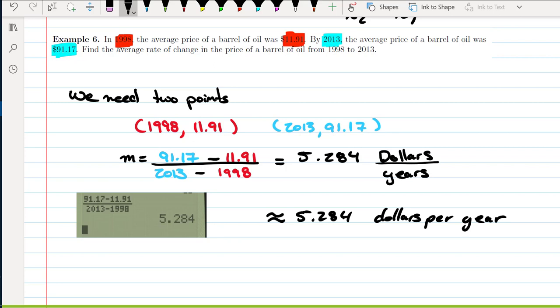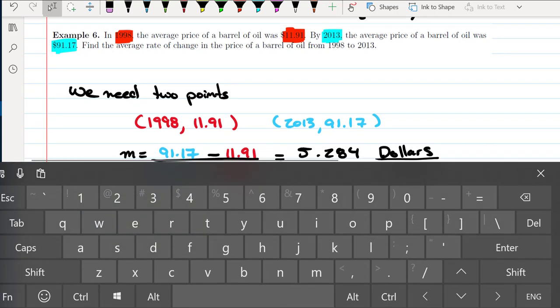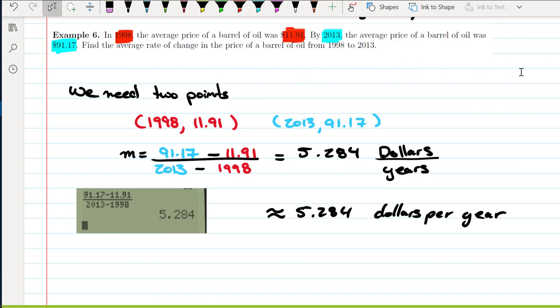So when we said we found the average rate of change, we found that the price of oil changed by about $5.28 with 0.4 of a cent dollars per year. That doesn't mean that in any of those years it actually changed by that amount. That is just the average rate of change during that time.